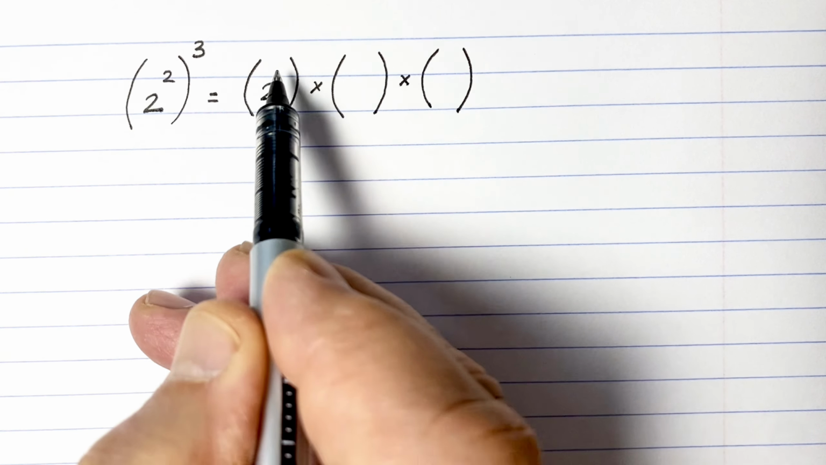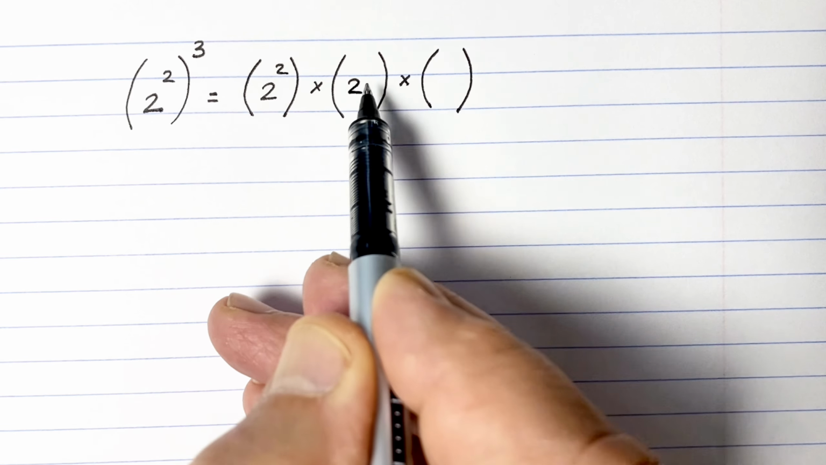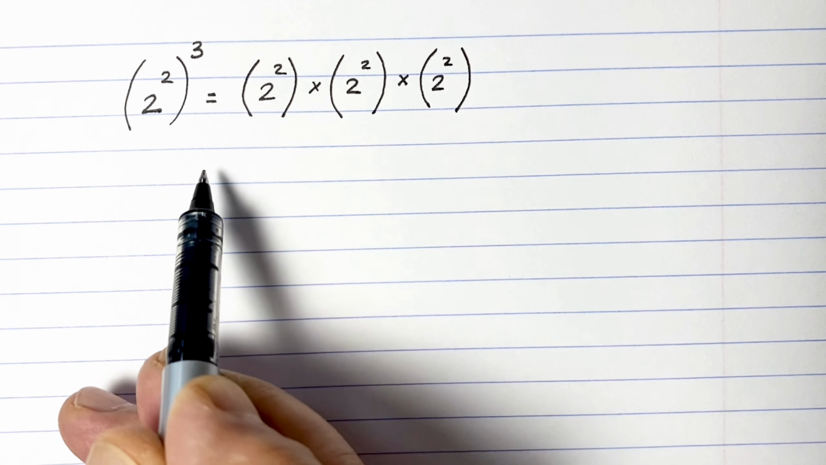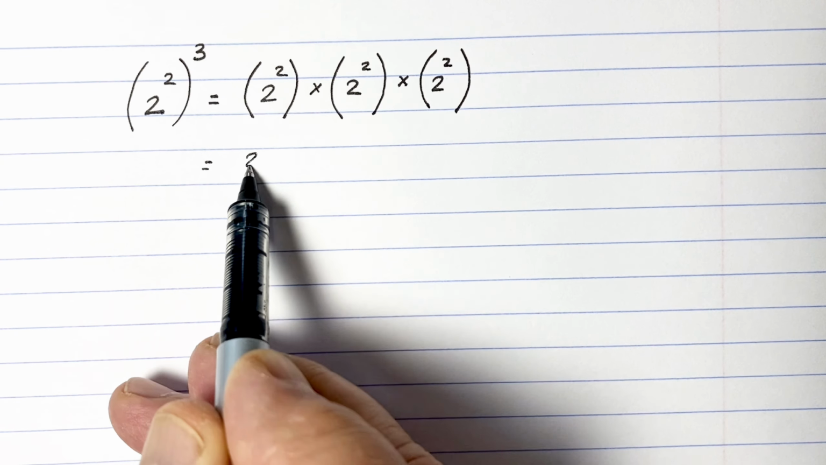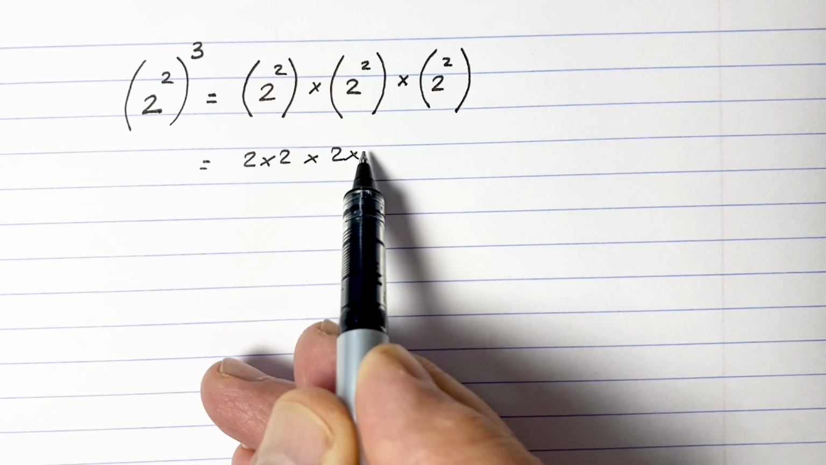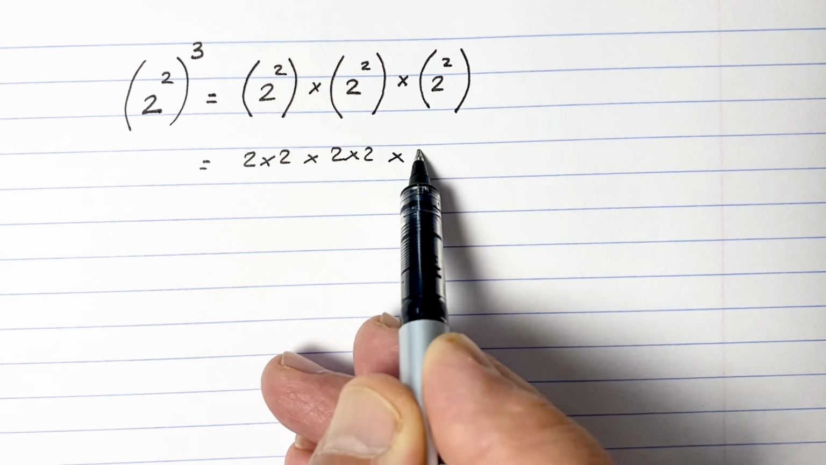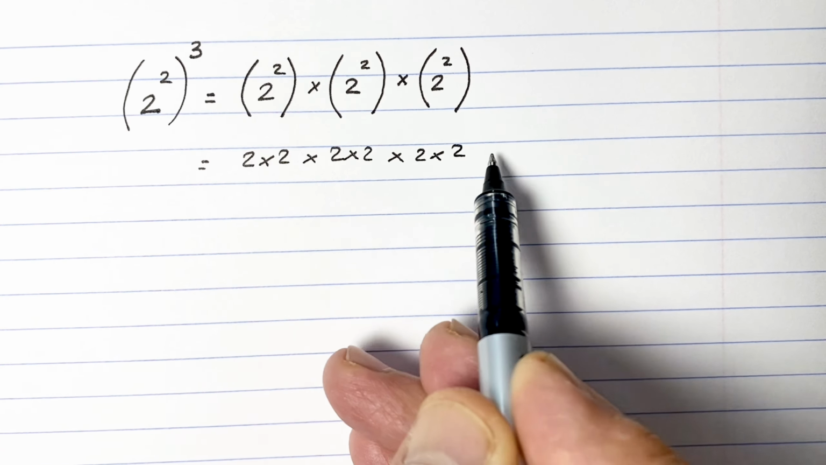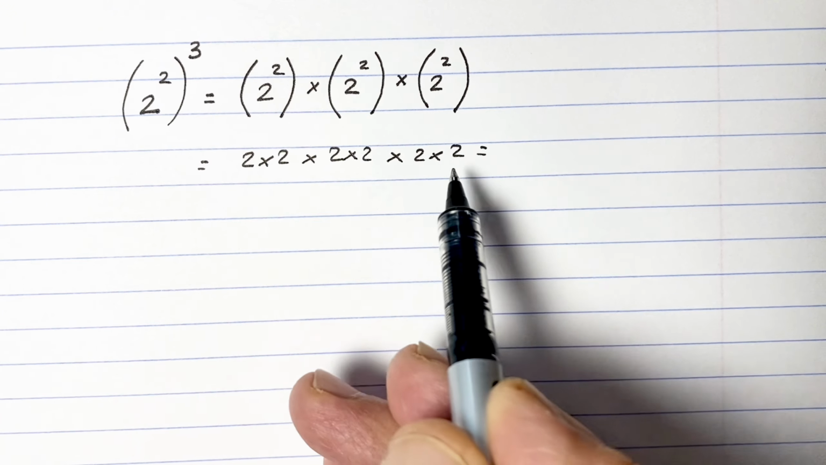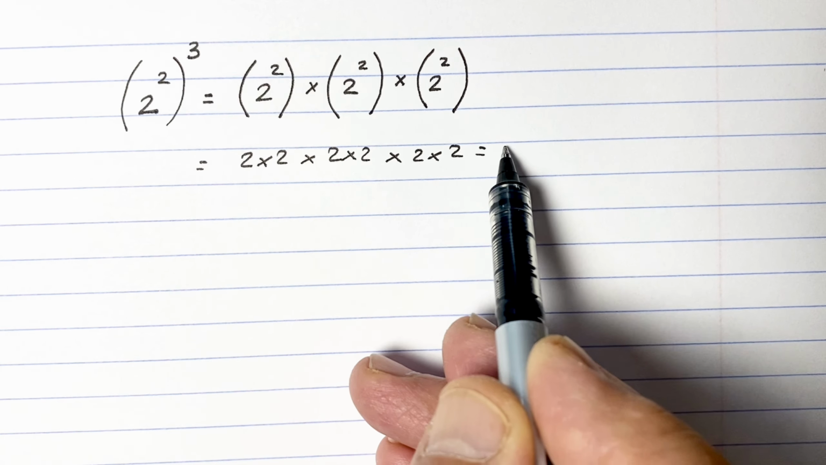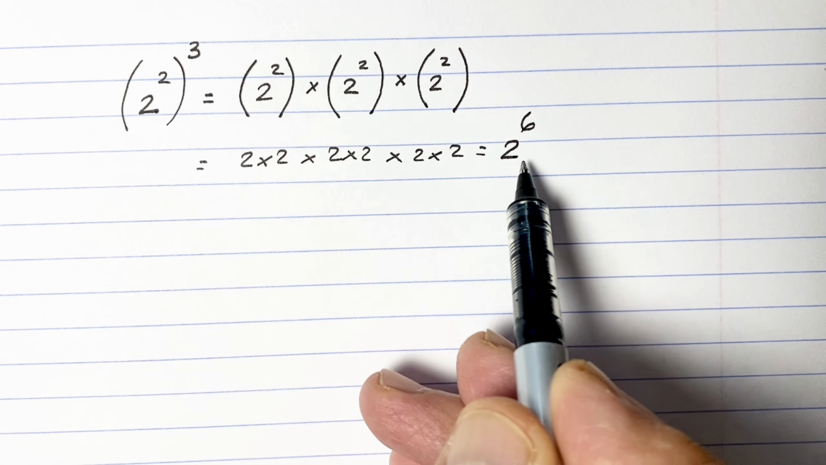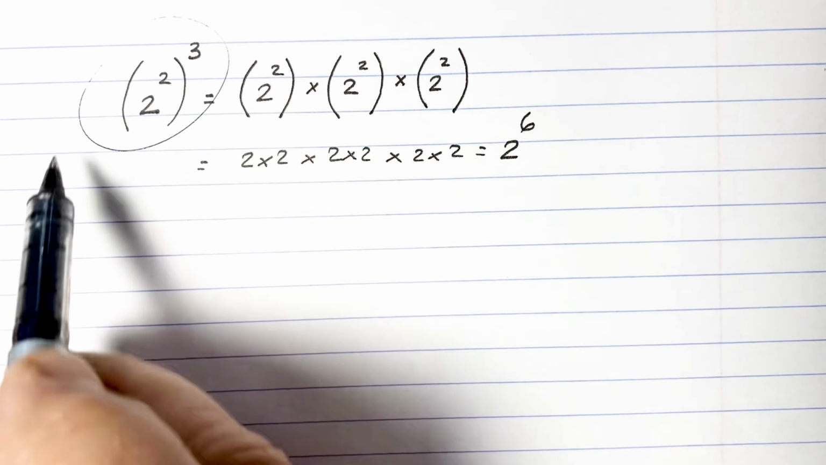Inside, we have 2 to the power of 2. So that's 2 times 2. That is 2 times 2. And that 2 times 2. So what do we have? 1, 2, 3, 4, 5, 6 2's multiplied by each other. So 2 to the power of 6. But could I have got this answer straight from here?